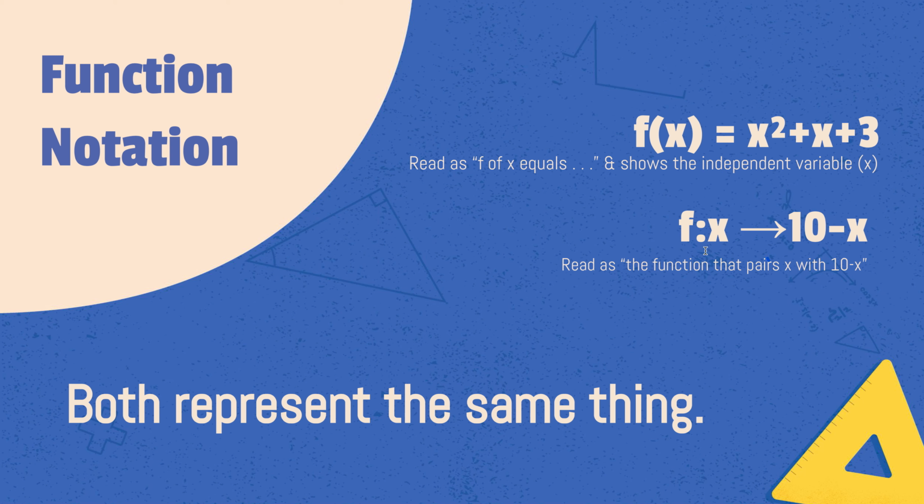Another way of writing is this kind of notation, f colon x and an arrow and then the function. So this is read as the function that pairs x with 10 minus x. So these are the two common ways in which we write functions. In some cases also, this can be replaced by y. So for example, y equals 10 minus x, because the output value can also be represented by y.